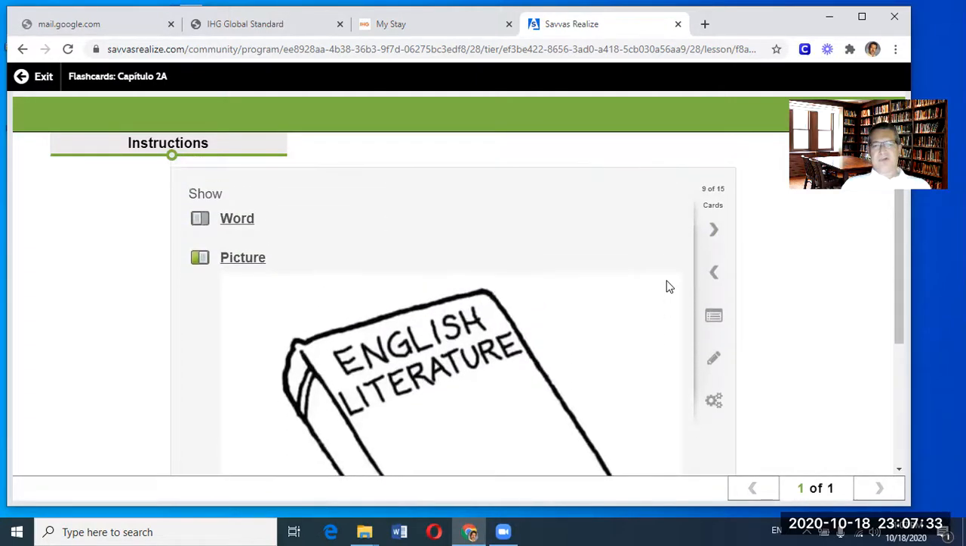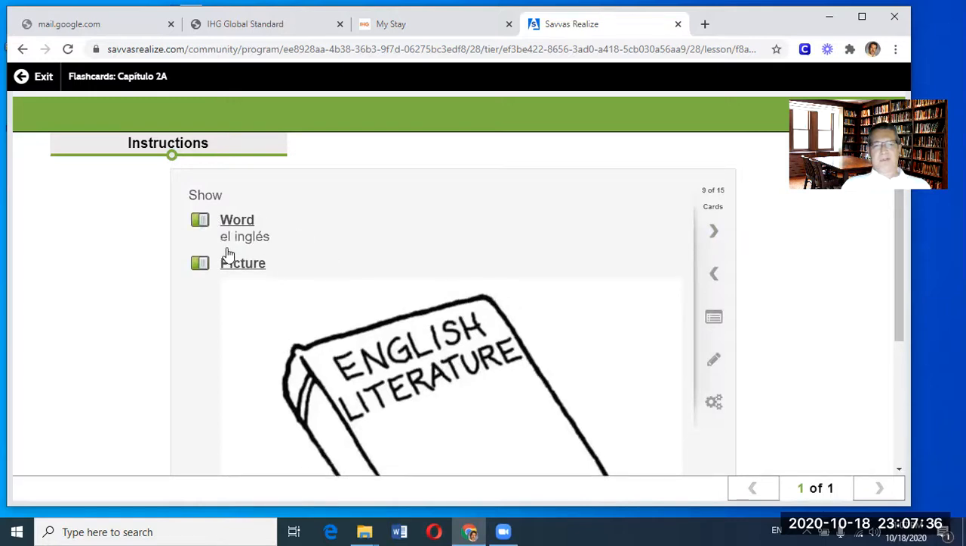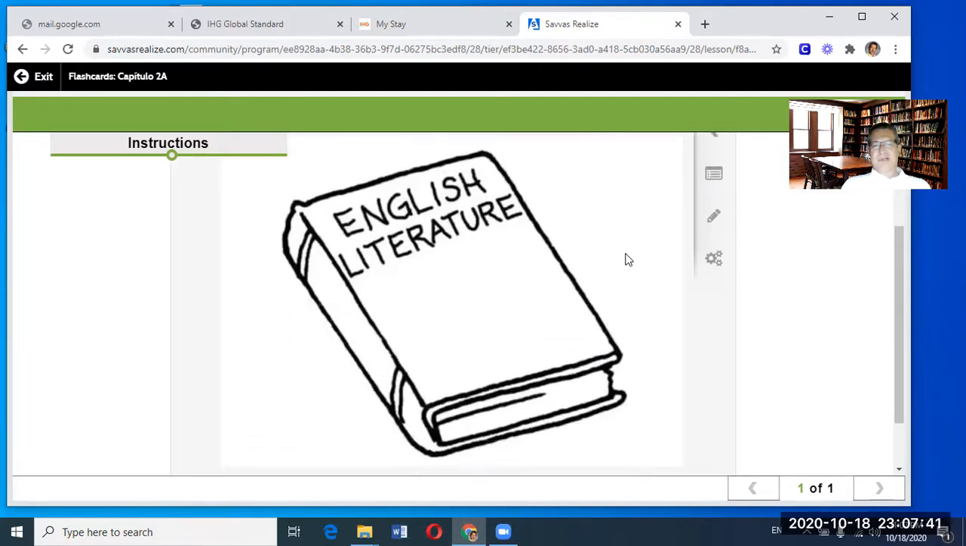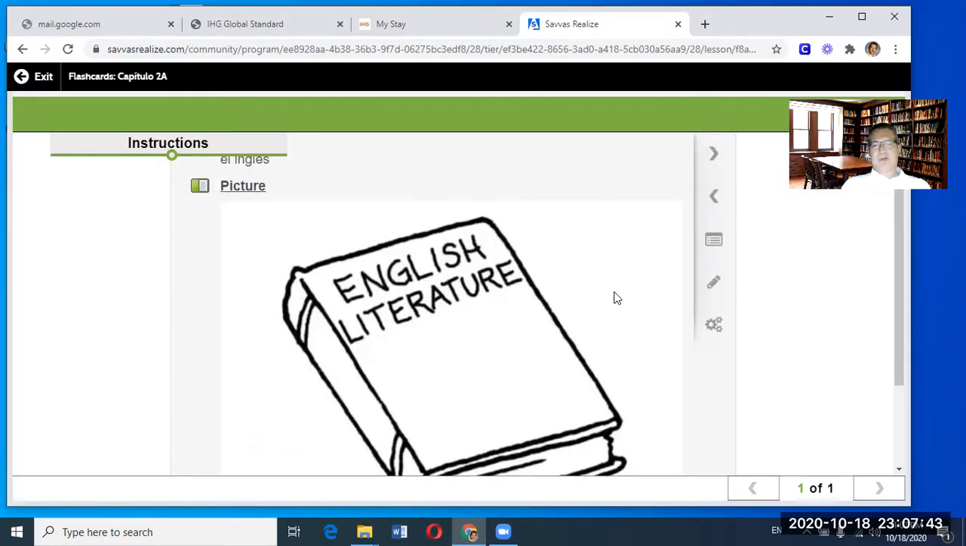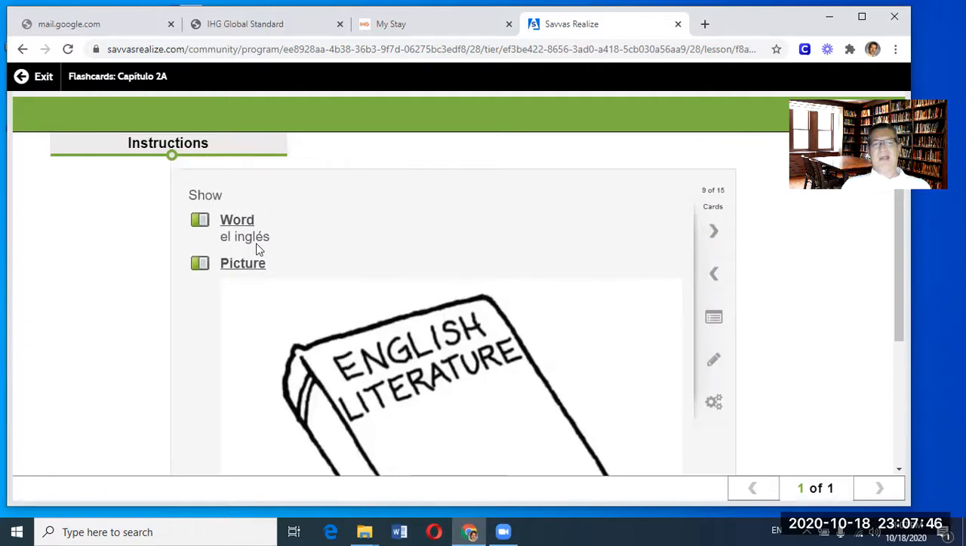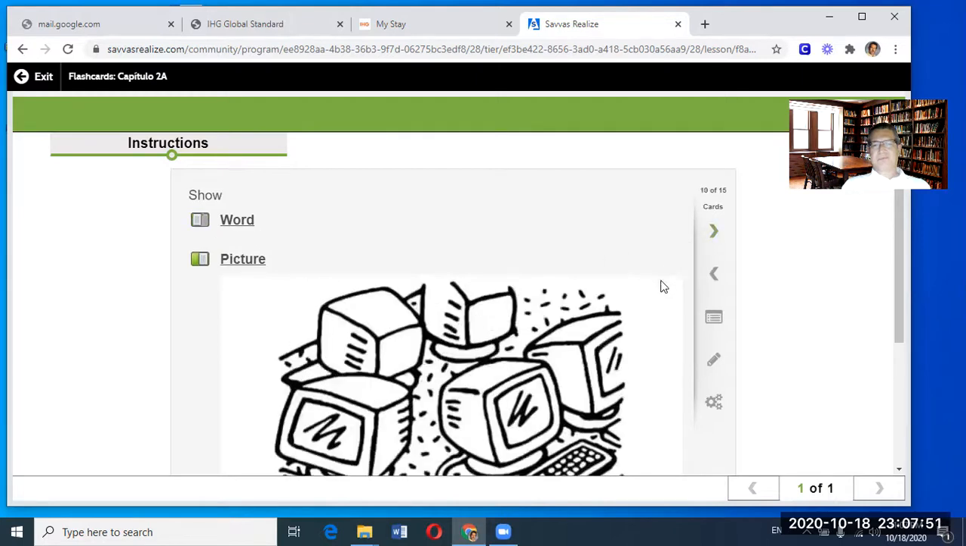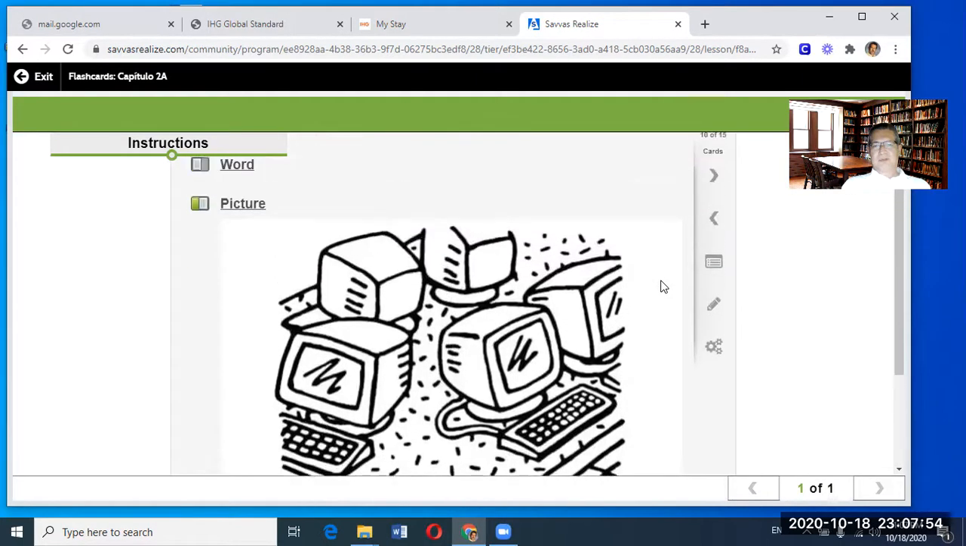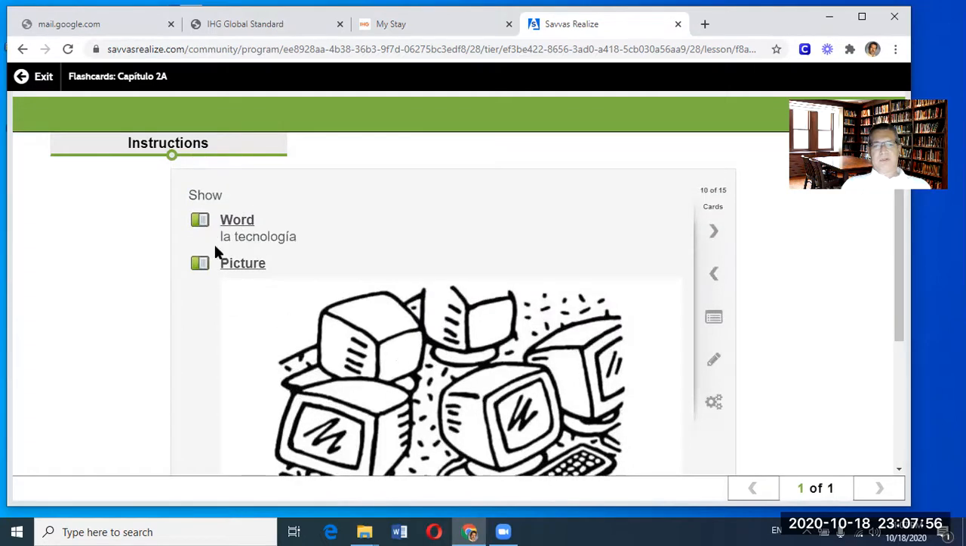Your English literature book is for el inglés. El inglés, your English class. The English literature book is for your English class, el inglés. Computers is probably for your computer technology class. La tecnología, the technology. So this is for your computer technology class. La tecnología.